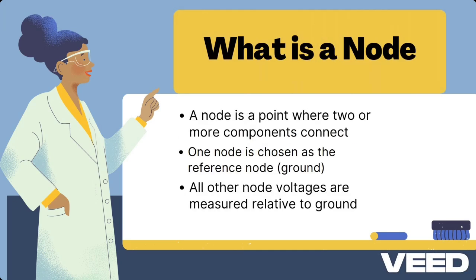Before going deeper, let's understand what a node is. A node is a point in a circuit where two or more components are connected together, basically a junction. In nodal analysis, one of the nodes is selected as the reference node, which is the ground node. The voltage at this node is taken to be 0 volts. All the other node voltages in the circuit are measured relative to the reference node. From here, we can just apply KCL to form the equations.